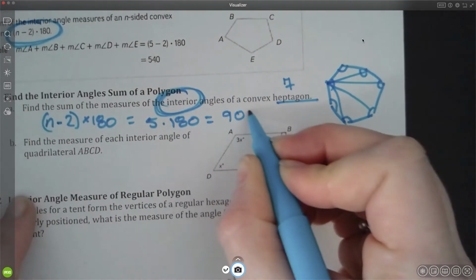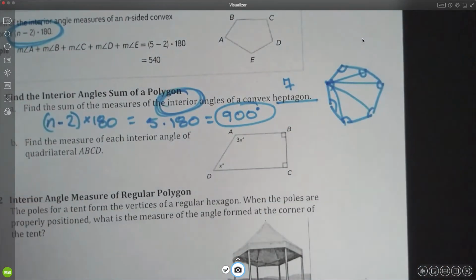Somebody do it in your calculator and check me. Use your calculator as little as possible. Do it in your head. Okay, well, let's do it in our head. It's 900.